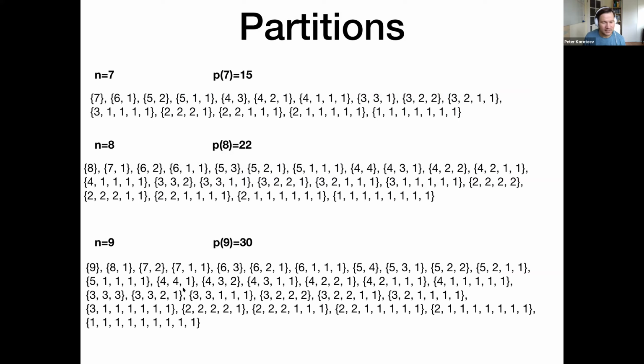If you like, you can annotate. You can circle from this list the partitions which are odd, and then with a different color, circle the partitions which are distinct. So we're trying to visualize the partitions using numbers.